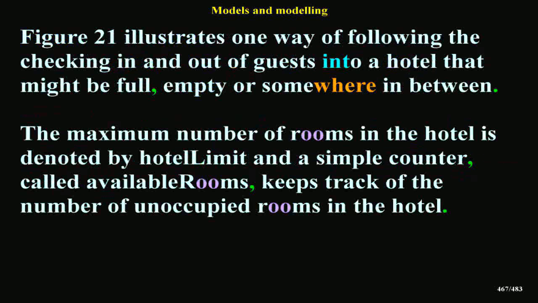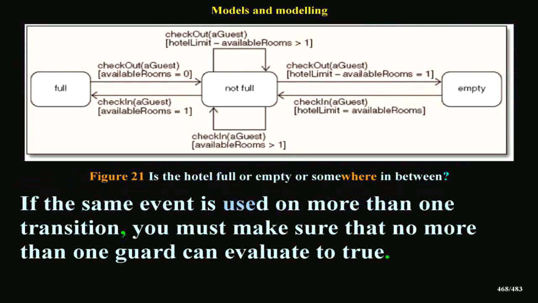Figure 21 illustrates one way of following the checking in and out of guests into a hotel that might be full, empty, or somewhere in between. The maximum number of rooms in the hotel is denoted by a hotel limit, and a simple counter, called available rooms, keeps track of the number of unoccupied rooms in the hotel. Figure 21: is the hotel full or empty or somewhere in between.